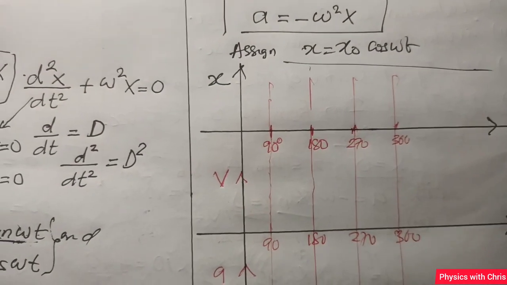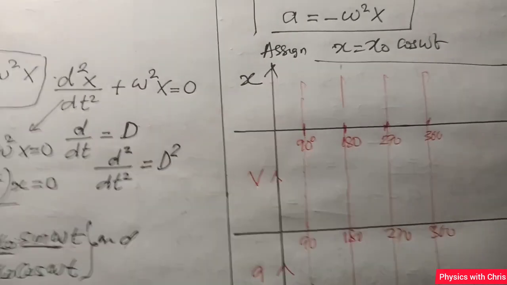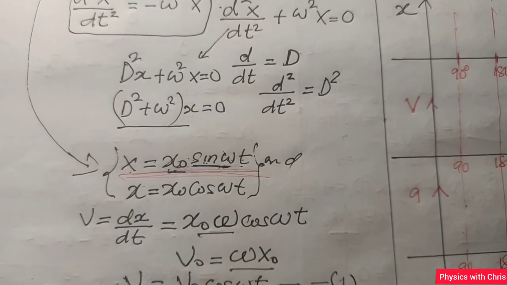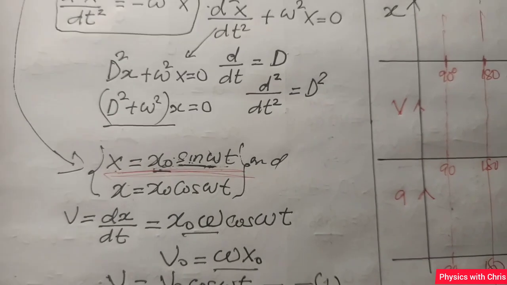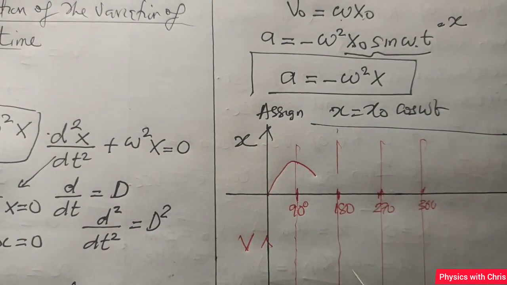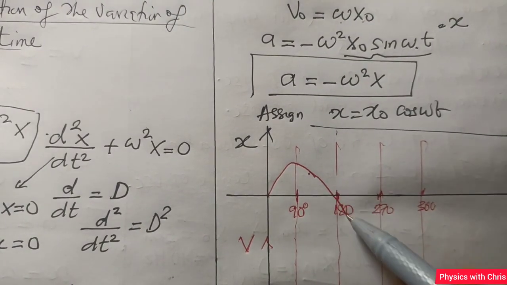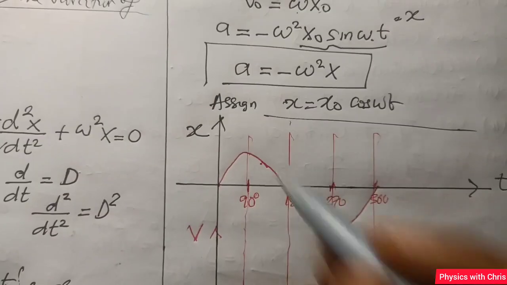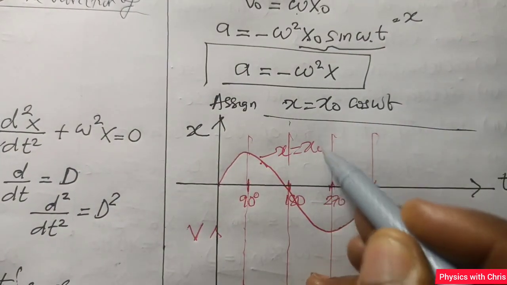I'm starting with the displacement. Remember that this displacement equation is a sine equation, called a sinusoidal graph. So a sinusoidal graph is drawn this way: 180 degrees, 0 at 180, negative at 270, and 360. So this is the sine graph, x is equal to x naught sine omega t.